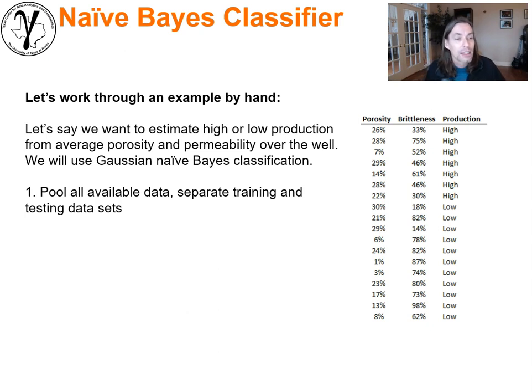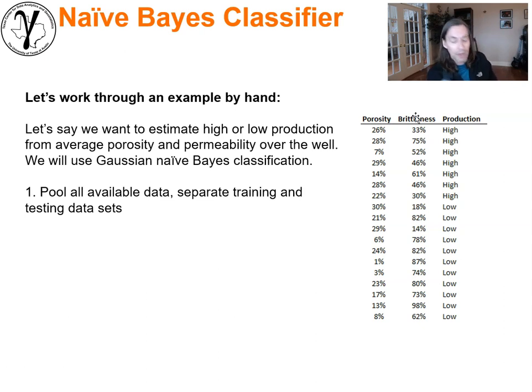Okay, let's go ahead and work through an example by hand. So what we'll do is we're going to estimate high and low production. That's our classification. This is our training data. We got porosity, brittleness as a measure. And we got high production and low production as our classes.